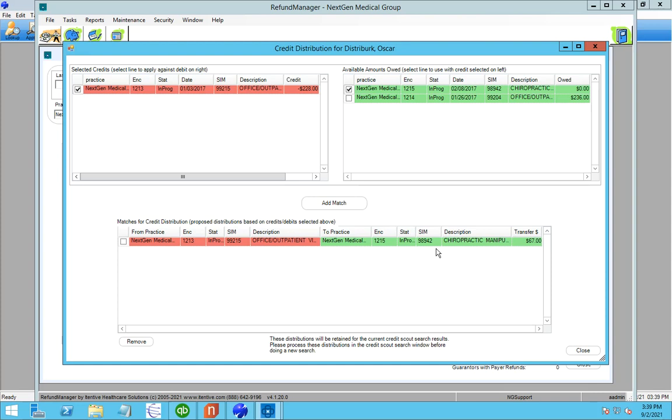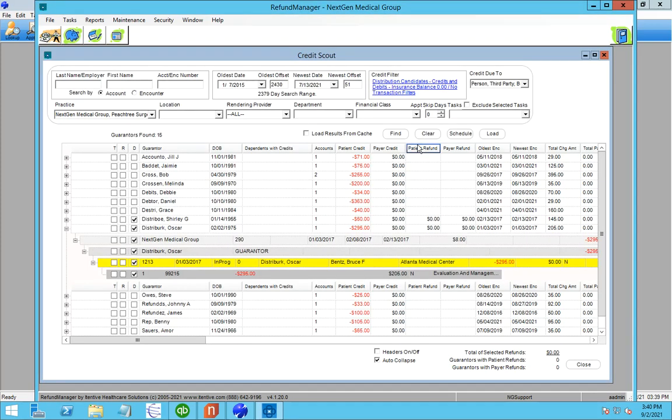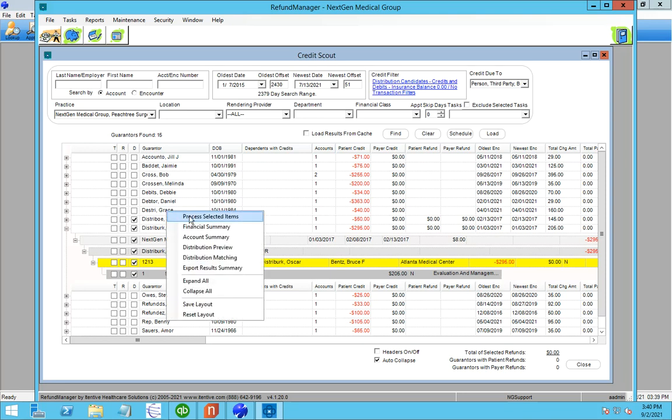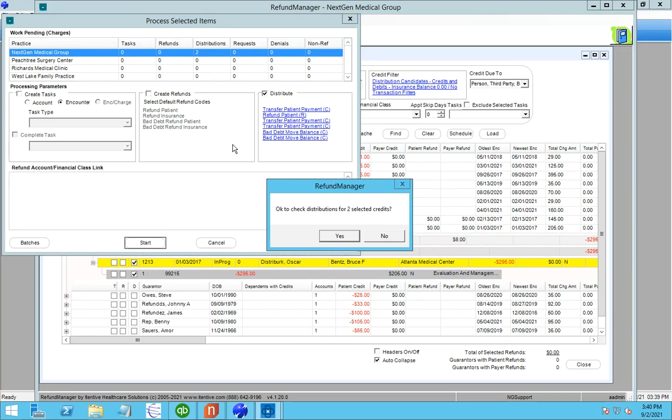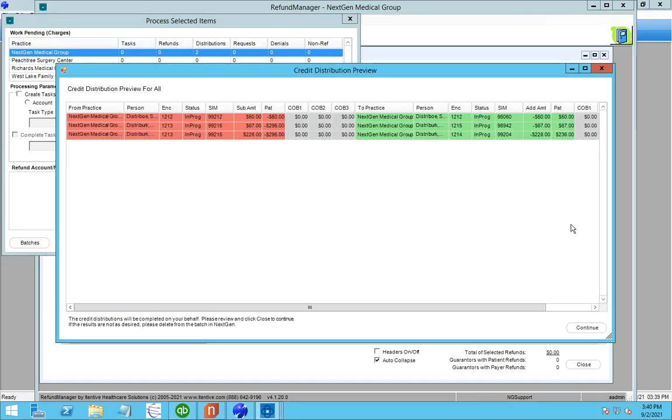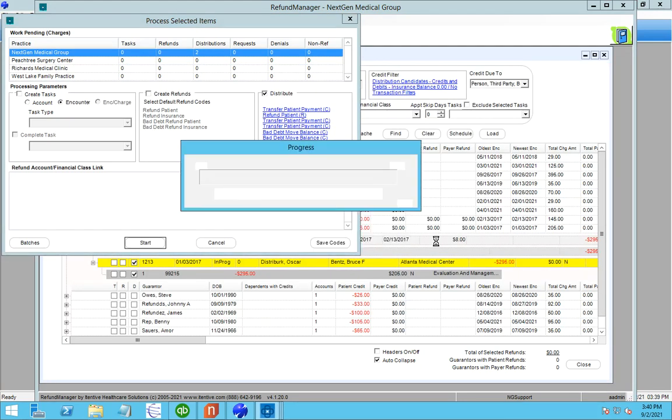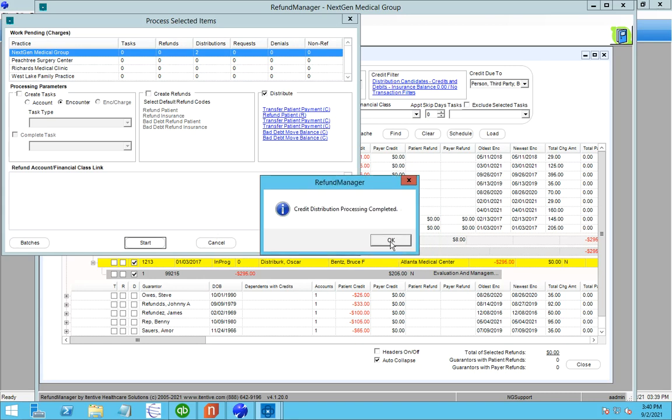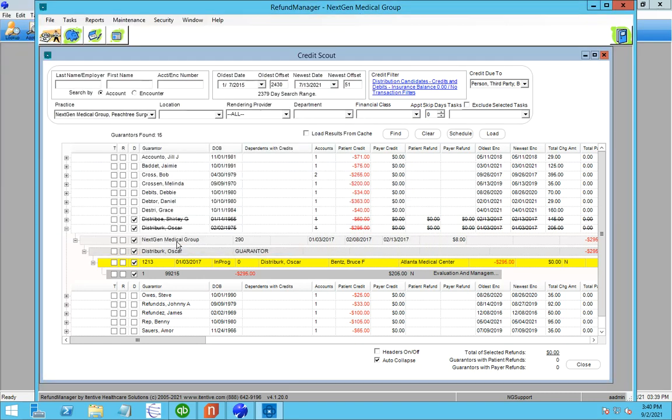Now on the lower part of the screen we get that pairing that we were seeing before. Also up above we see the credit has been reduced, and we can now take that credit and apply it as a partial against the 236. Now that we've selected these for distribution, we can tell RefundManager to go ahead and create those transactions in NextGen. It's going to ask us to validate what we're going to do, and we'll say yes, we want to proceed. Those transactions were just created on your behalf in your batch in NextGen.